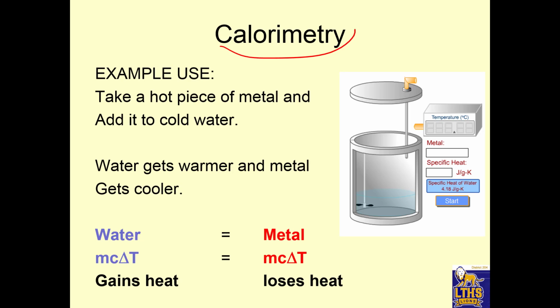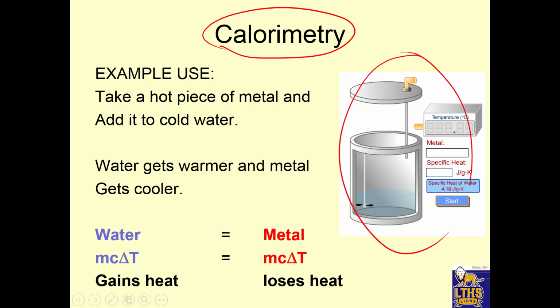Okay, we use a technique called calorimetry. And in calorimetry, here's an example. You could take a hot piece of metal and put it into cold water. So here's an example calorimeter. Here's some water. You put a piece of metal in there, and the metal's heat goes into the water, so it loses the heat, and the water absorbs the heat. So the water gets warmer and the metal gets cooler.